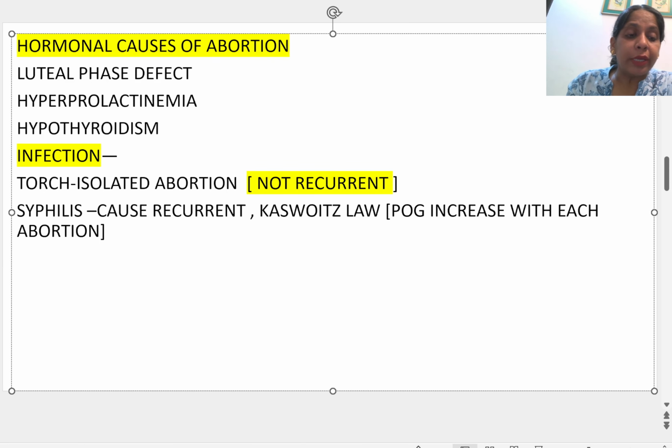So next, there is syphilis. Syphilis causes recurrent abortion, but usually it causes one or two abortions. Then there are intrauterine deaths, that is, with every syphilis pregnancy, congenital syphilis pregnancy, the period of gestation increases, and this is known as Kasowitz loss. Period of gestation increases with each pregnancy.